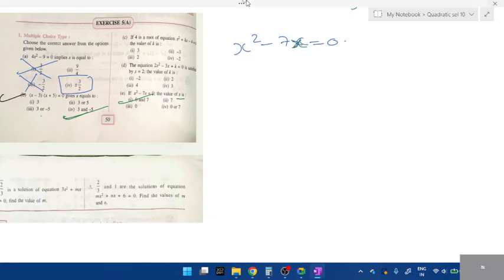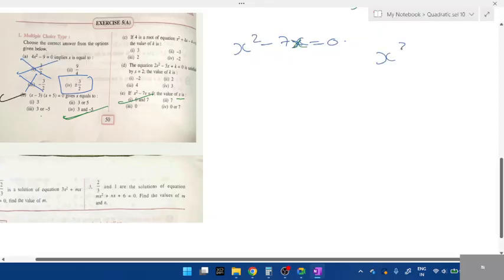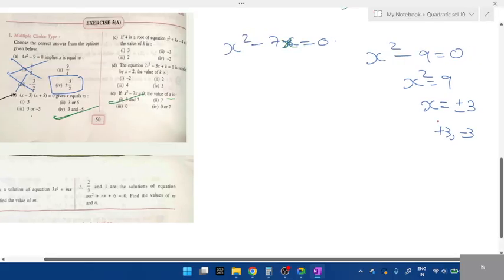If you want to find x square minus 9, tell me the answer for this. X is equal to root 9, how much? Plus minus? What do you mean by plus minus 3? X will have plus 3 and minus 3. All of you concentrate, students. Stop writing, look at the screen. Did you understand this?